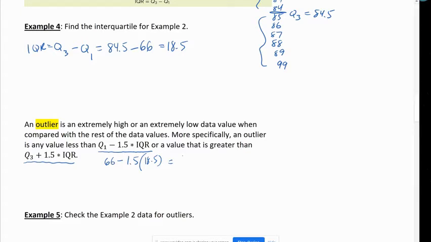So that would be 38.25, 38.25. And then if we do this one, Q3 is 84.5 plus 1.5 times 18.5, and that is 112.25. And so anything below 38.25 would be an outlier. Anything above 112.25 would be considered an outlier.